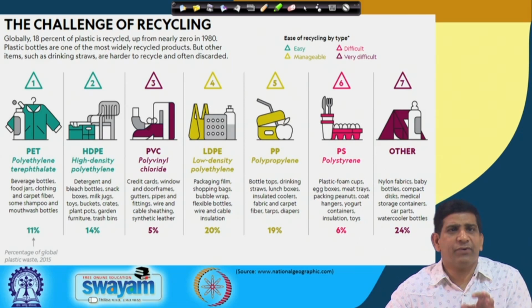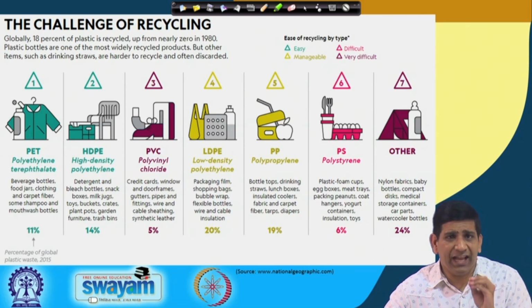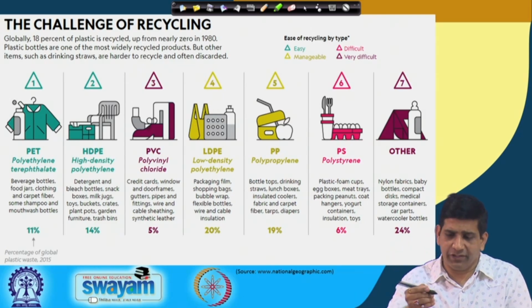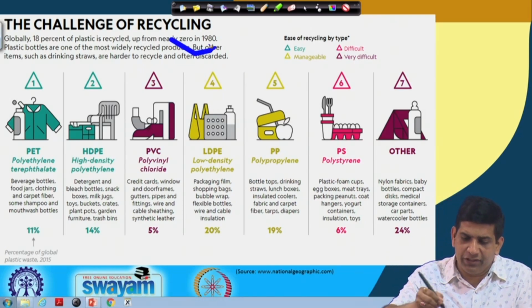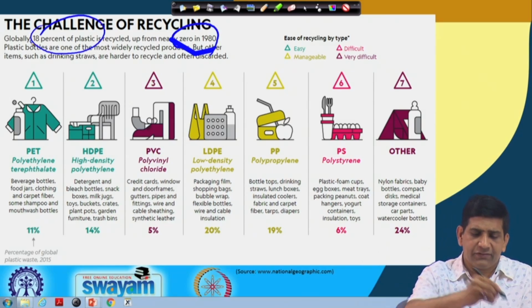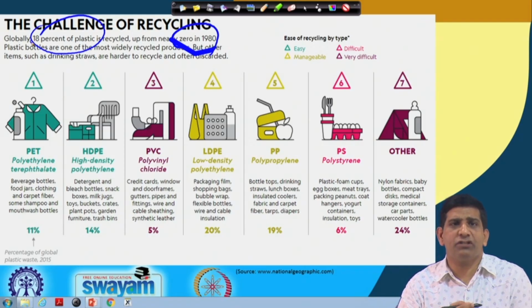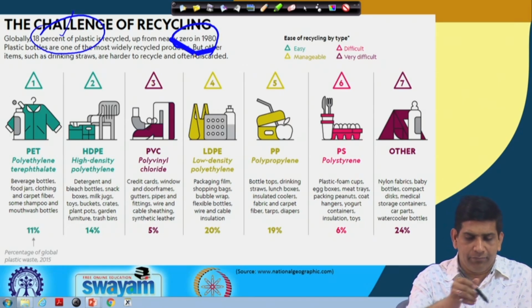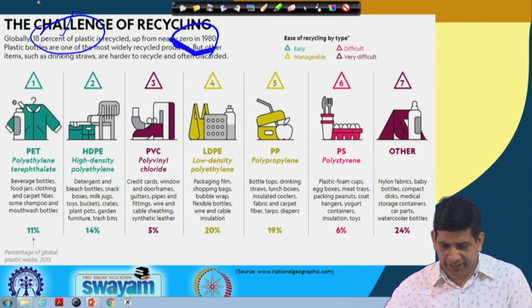So globally 18% of plastic is recycled. In 1980 we had nearly 0%. Now globally it is around 18%. That's still low, we should do much more, but around 18% is getting recycled. And up from 1980, plastic bottles are one of the most widely recycled products. It's the bottles, which are mostly PET, that are the most widely recycled.